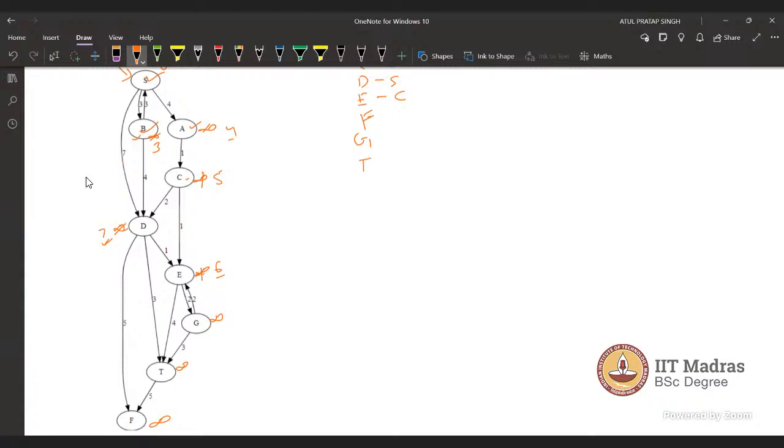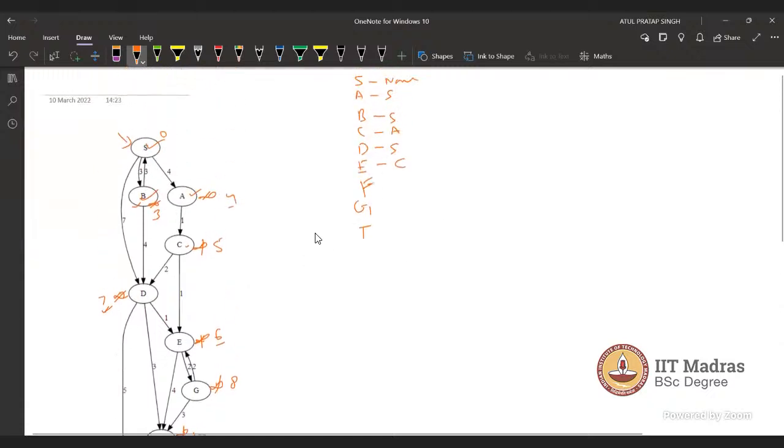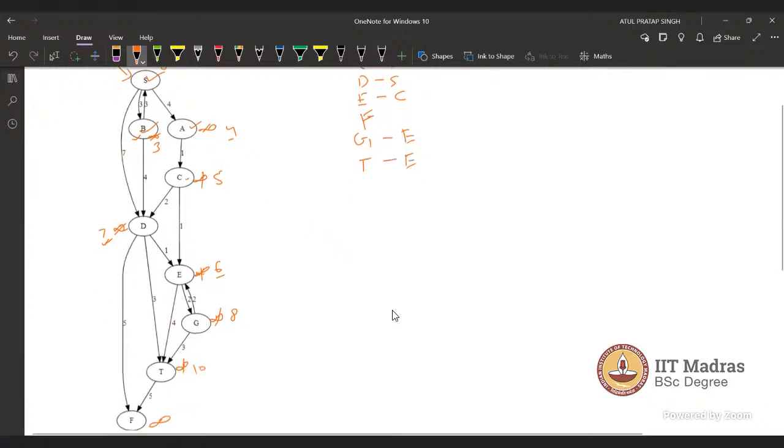Now from E we can move to G. Now 6 plus 2, it becomes 8. And from E to T, 6 plus 4 is 10. It will update. So we will contain the information for this. For G we are updating the weight, and we are updating from E. So for G the parent is E, and for T it is also E. Now E is visited. We have already C visited, E visited.